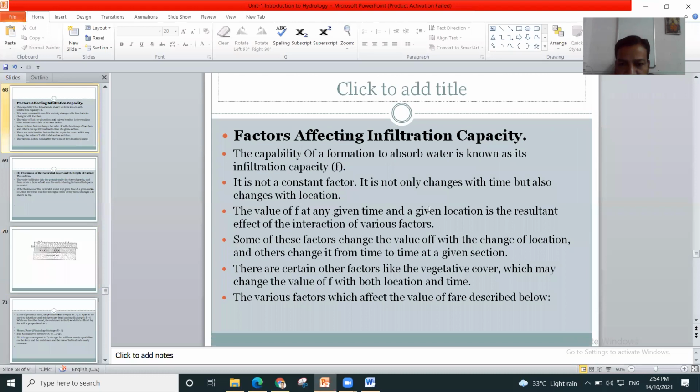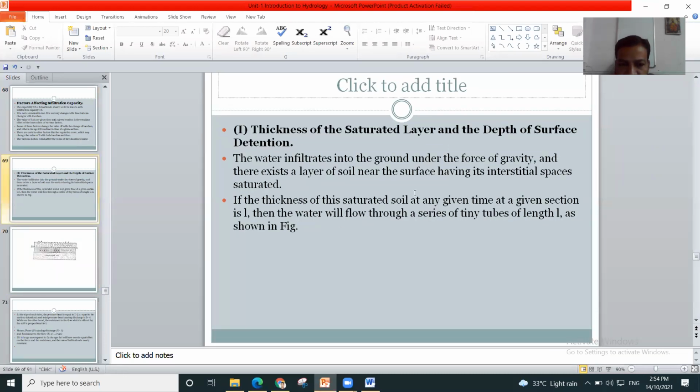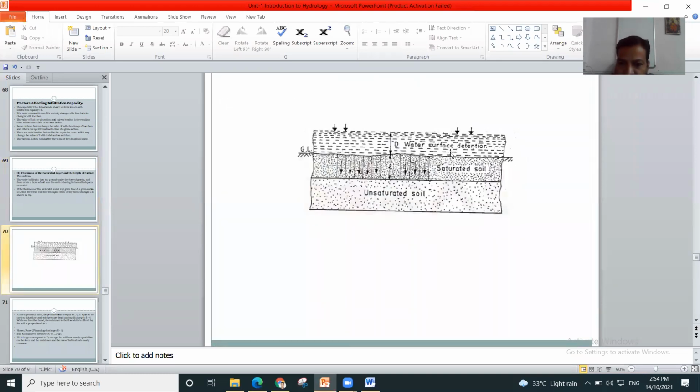Therefore, this infiltration capacity will depend upon the thickness of the saturated layer and depth of the surface detention. या दोन्हीवरती अवलंबून आहे. थिकनेस किती आहे त्या सॅच्युरेटेड लेअरची थिकनेस किती आहे आणि त्याचा डेप्थ किती आहे त्यावरती डिपेंड आहे इन्फिल्ट्रेशन कॅपॅसिटी.